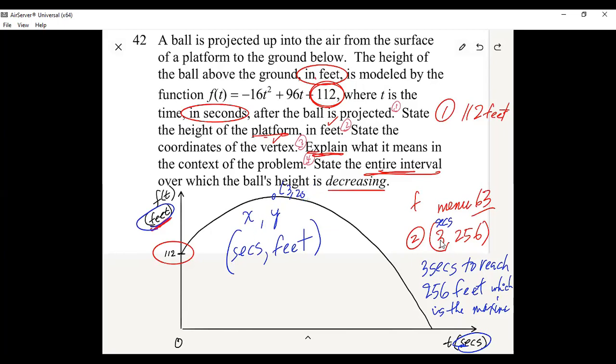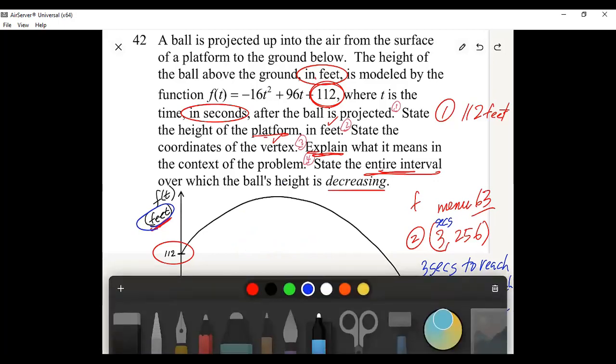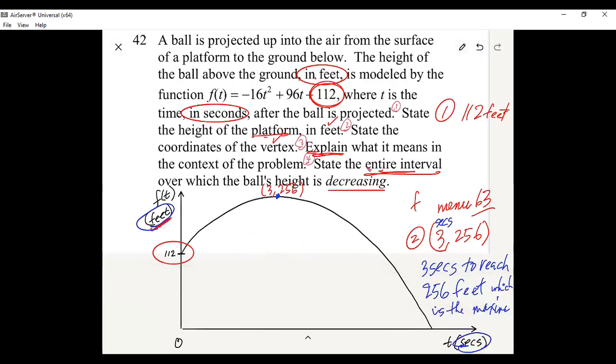So I'm going to get rid of this so I can go back and show you this last piece. Keep going, keep going. So here's the maximum, right here, and we have the coordinates at 3, 256. Now they want to know what is the entire interval where the ball is decreasing. Remember, whenever you're looking for intervals, you're looking for x values. So we're going to start over here. The ball starts here and it's increasing. It's increasing, so we are going to be looking at this interval. And when it hits the maximum at 3 seconds, then it starts to decrease.